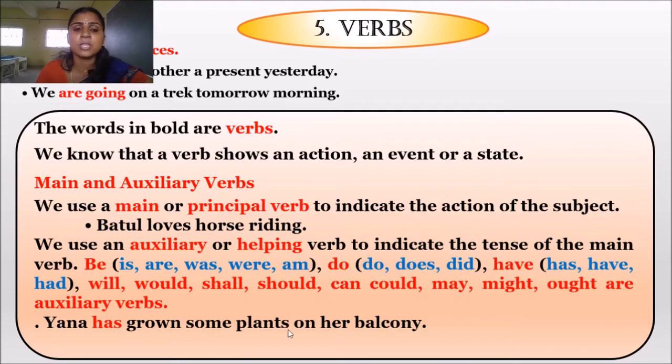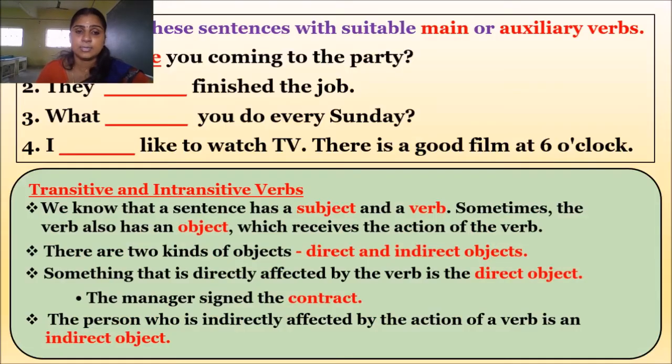Yana has grown some plants on her balcony. Grown is a main verb. Has is an auxiliary verb. Yana has grown some plants on her balcony. Okay, children. So now I think you have understood the difference between the main verb and the auxiliary verb. Okay, children. Now listen. Main verbs have major meanings. Now let us talk about the exercises. First, let us do the first exercise based on main or auxiliary verbs. Okay.